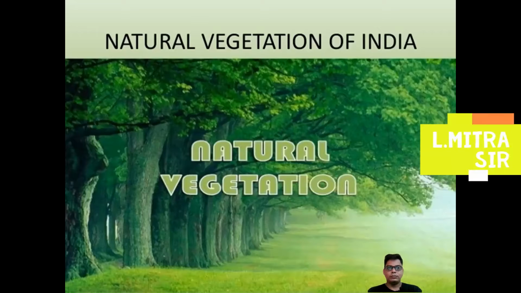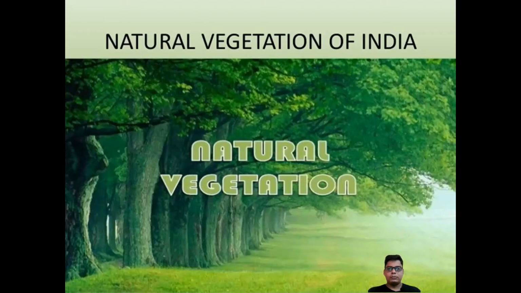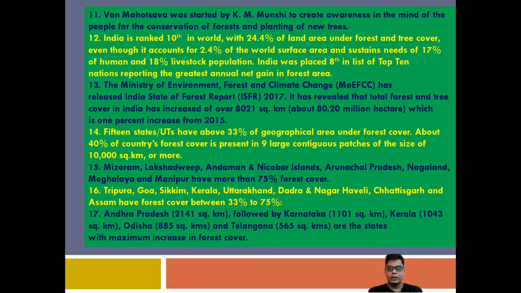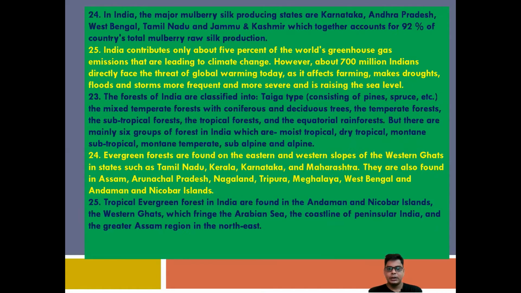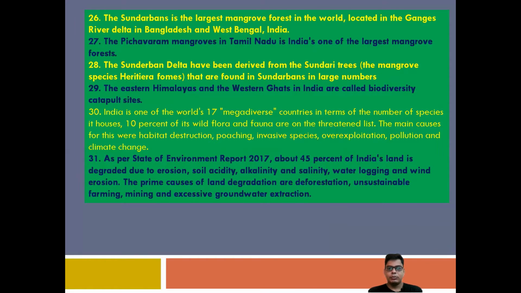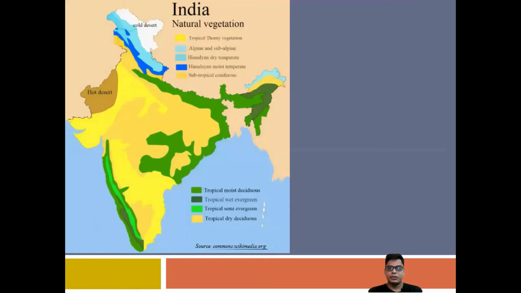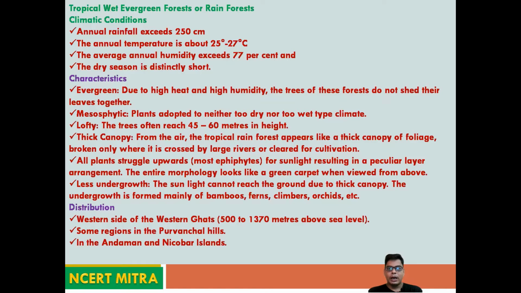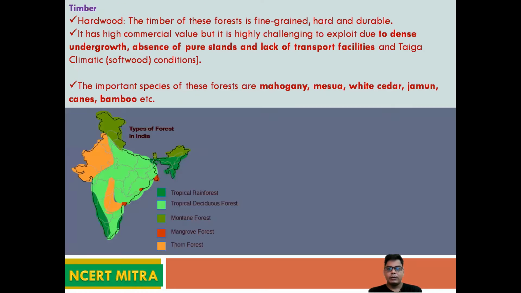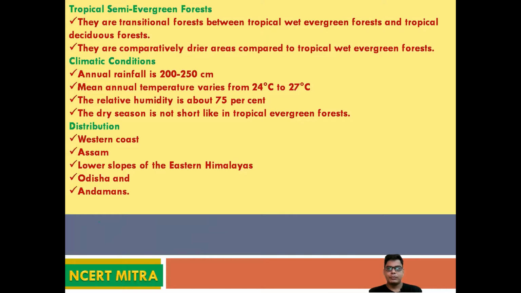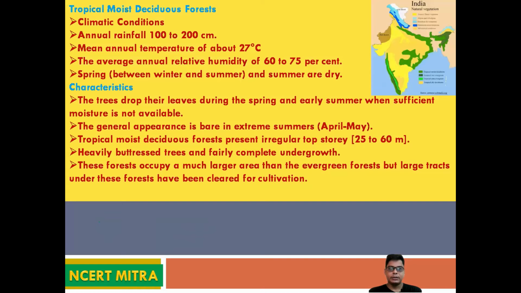Hi students, today we are going to discuss one chapter we already started, the natural vegetation of India. In that chapter we already started differentiating important facts of the natural vegetation of India, and we already discussed the types of natural vegetation and their location on the map, as you can see in my background. We also discussed the tropical evergreen forest and rainforest, and the tropical semi evergreen forest, along with their characteristics.